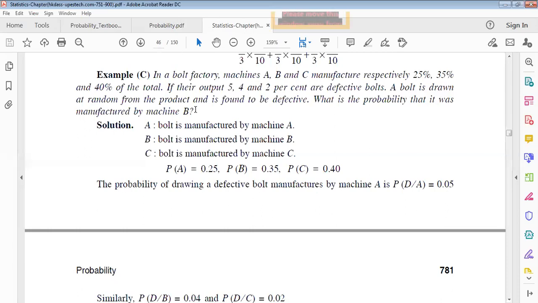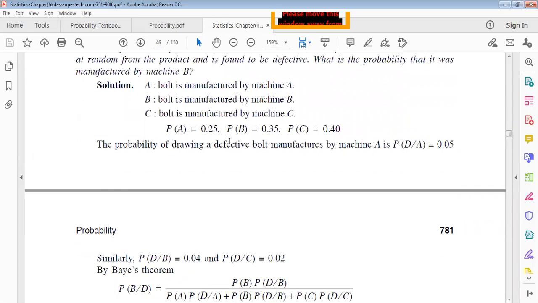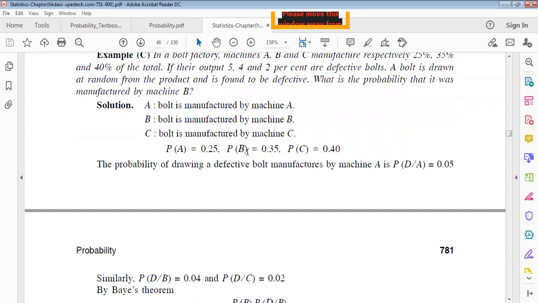Now let us consider A is the event that a bolt is manufactured by machine A, B for a bolt manufactured by machine B, and C for a bolt manufactured by machine C. Now the probability of A is 25%, which is 0.25, the probability of machine B is 35%, which is 0.35, and the probability of C is 40%, which is 0.40. Remember, the total probability is 100%, that means 1. Probability 1 is for sure events.